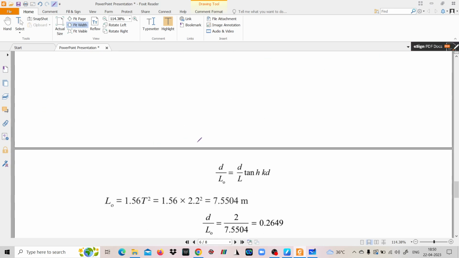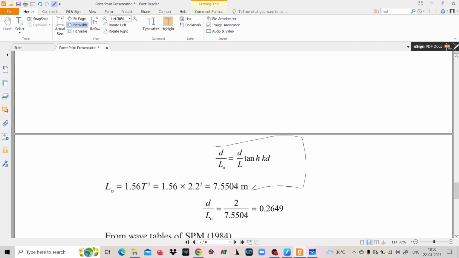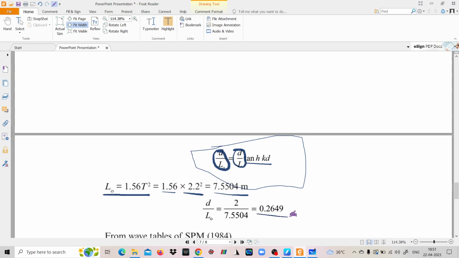See, in the question, this is the very famous relationship. What is the name of this relationship? It relates the d by L ratio with the deep water d by L0 ratio. Now L0 is 1.56 T square, where T is the time period. So 1.56 into 2.2 square is 7.5504 meter. Then d by L0 value is 0.2649.